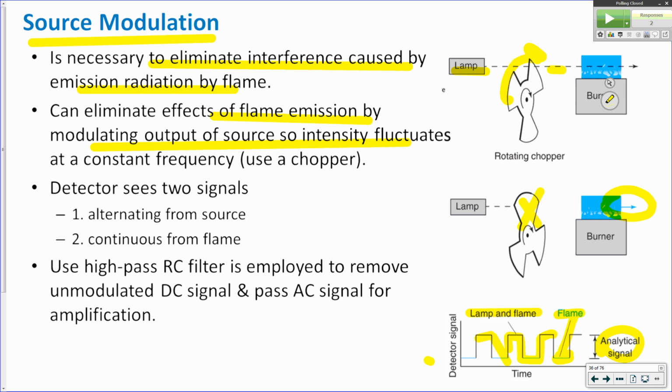So you can take an electronic circuit called a difference amplifier that looks at the square wave and looks at the difference in the square wave signals and amplifies just that difference. So basically it does a subtraction before it analyzes it. So your detector is going to see an AC signal from the two sources, that from the lamp and the flame, and that from just the flame itself. And typically you run it through a high pass RC filter and remove the unmodulated DC signal out of it, and then pass it through an amplification, which is just going to amplify the AC signal in that particular environment.